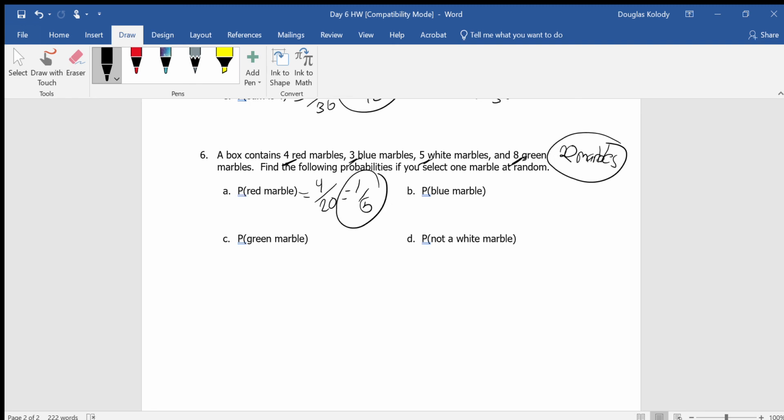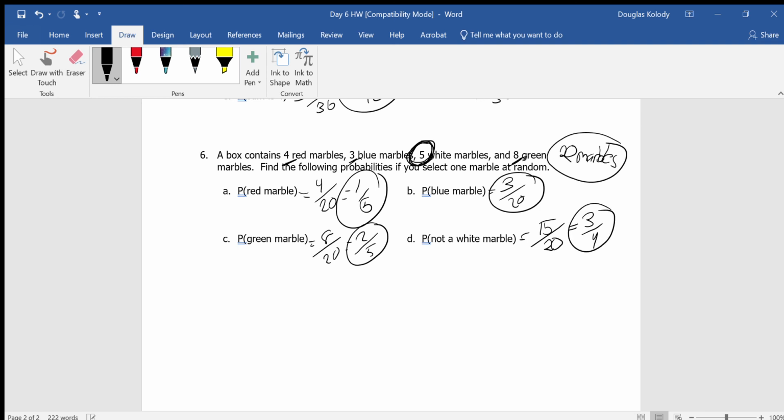A green marble, that's 8 out of 20, which reduces to 2/5. Blue marble, that's 3 out of 20, which does not reduce. And the final question on the homework, that it's not white. Well, if 5 of the marbles are white, what's 20 minus 5, Griffin? 20 minus 5, 15. That's right, so that's 15 out of the 20 marbles are not white, and that reduces to 3/4.